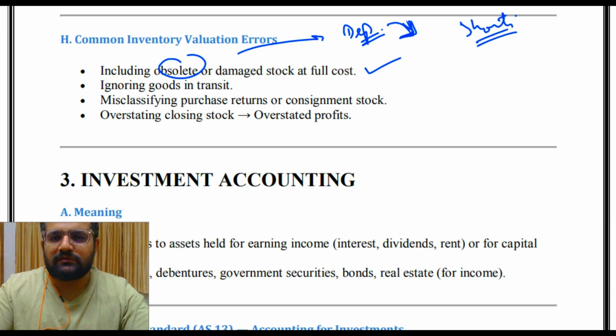We have taken this in shorts as well. So shorts are also there of EPFO, where you will find one question in each of those shorts. So there also we have taken this question कि इनमें से कौन सा statement है which is not related to depreciation. So options were like wear and tear, obsolescence and so on. So हमने बहुत डिटेल में depreciation का chapter किया है. Ignoring goods in transit, misclassifying purchase, returns or consignment stock, overstating closing stock, overstated profit.